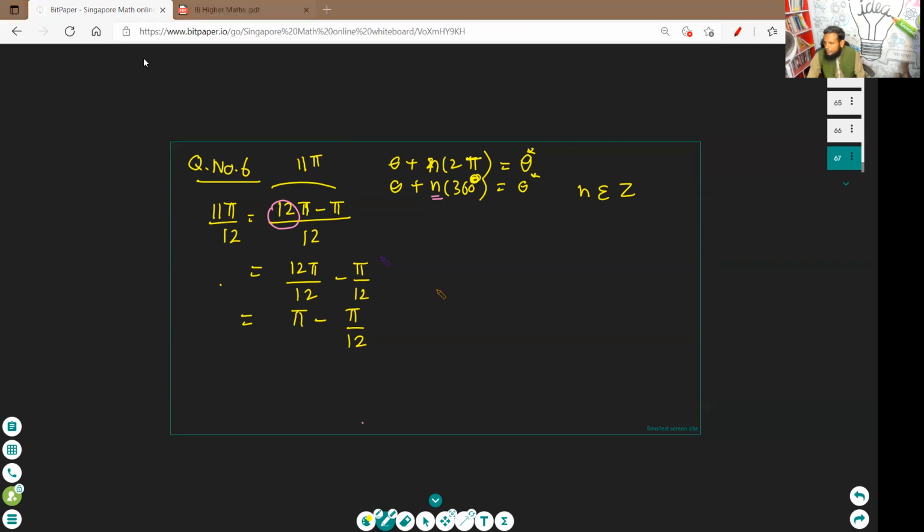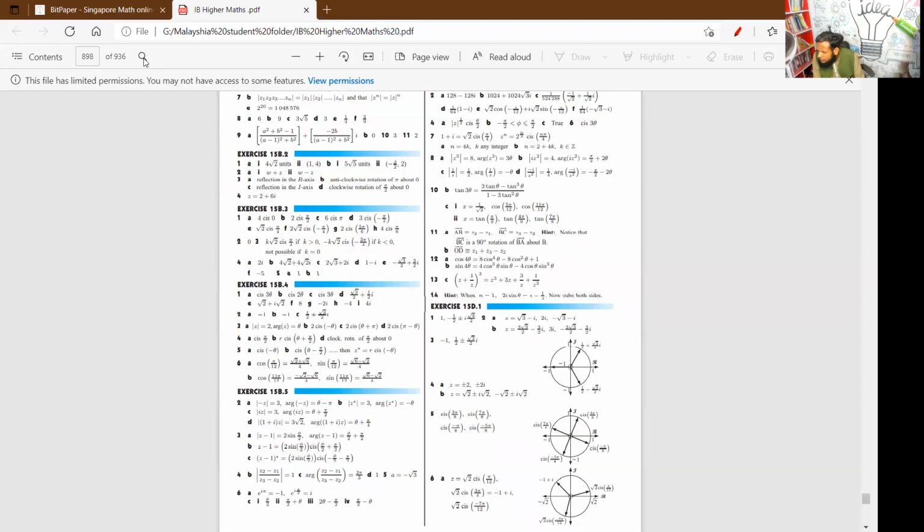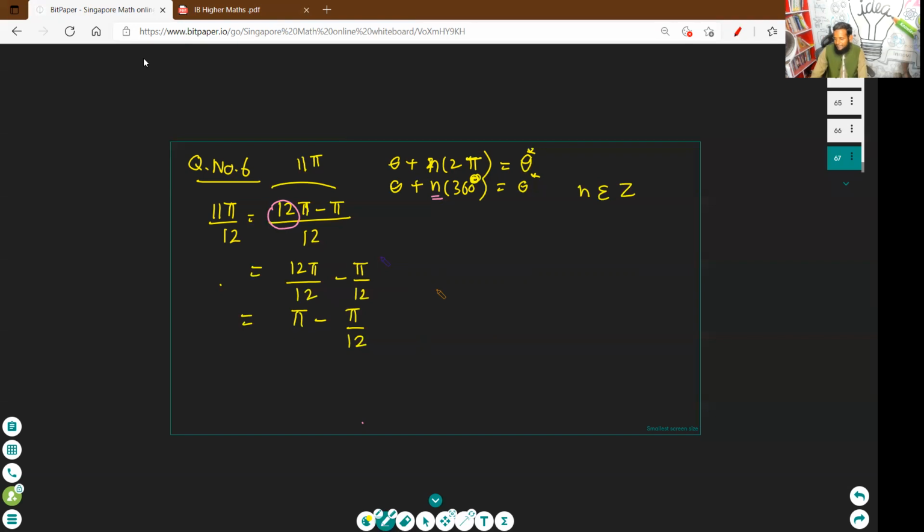Wait, we see our answer. Understand. It is the other way. Understand. Different way. Okay. We need to find the cos value. Cos and sine value. Clear? Yeah. See here. 11 pi by 12 is equal to 165 degrees. Clear?